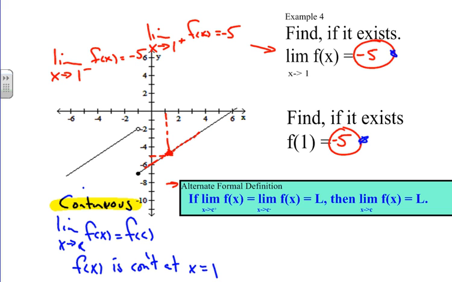All right, so those are 2 or 3 different examples of how we can use limits or find limits graphically using the alternate formal definition of a limit.